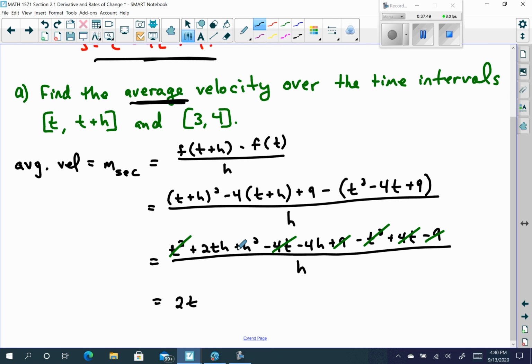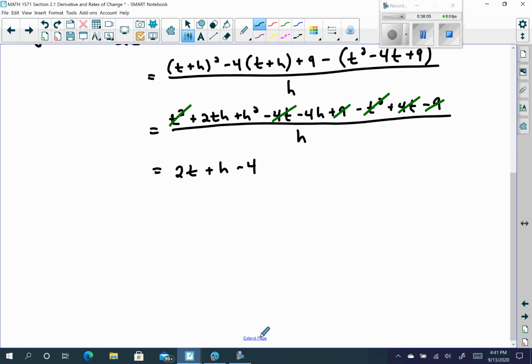When I divide 2th by h, h squared divided by h is just h. And then minus 4h, if I divide that by h, I just have a minus 4. So I get 2t plus h minus 4. So that is the average velocity over the time interval from t to t plus h.